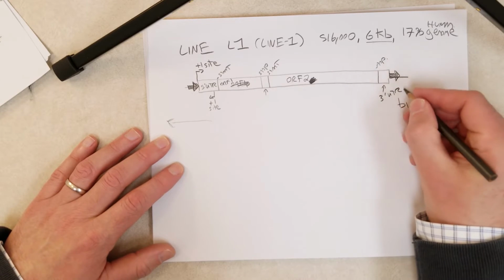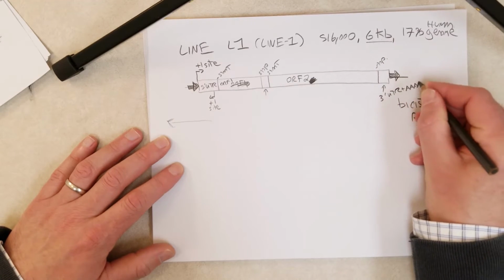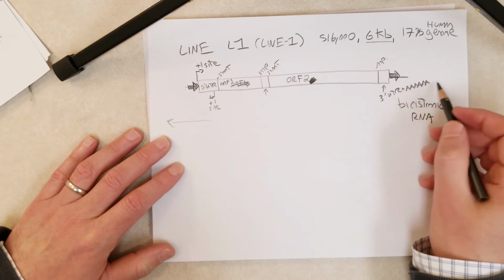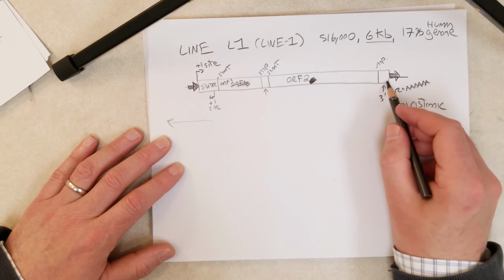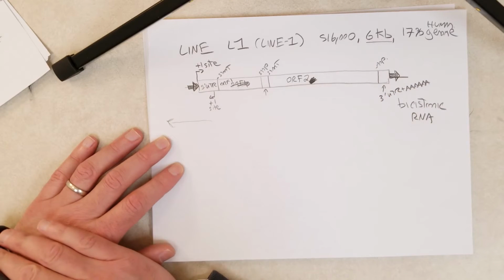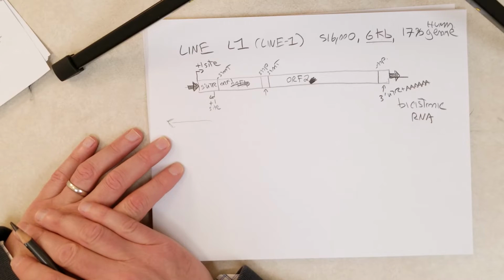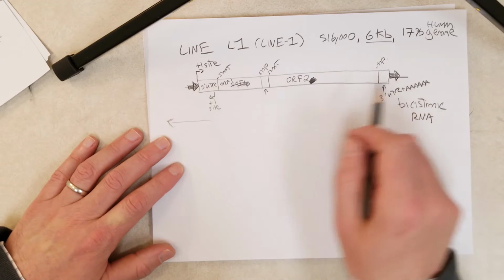And then there's also usually a lot of A's in here. You know how messenger RNAs usually end with A's. Well, there are usually a bunch of A's actually inside the genome at the very end of the element. And you'll see why that is the case in a moment, when we go over the mechanism of how it inserts.